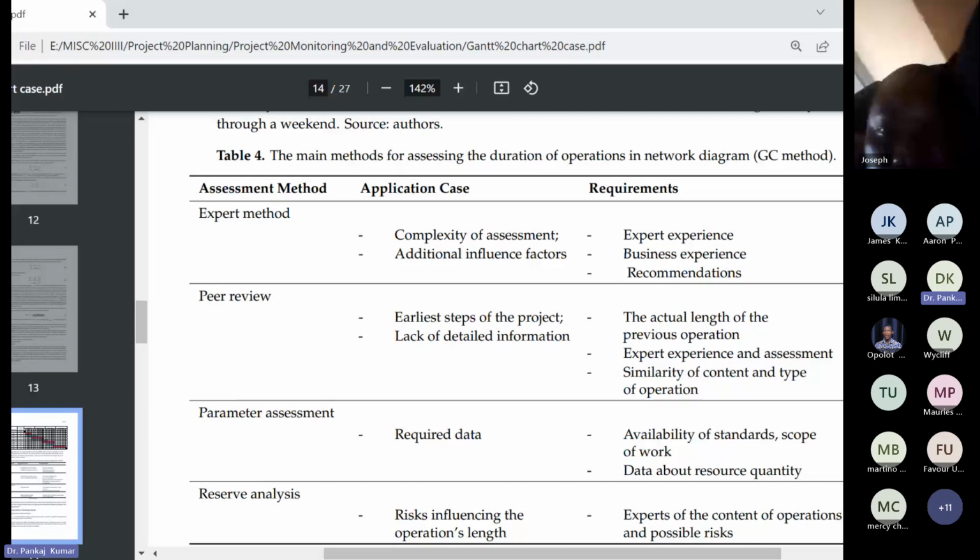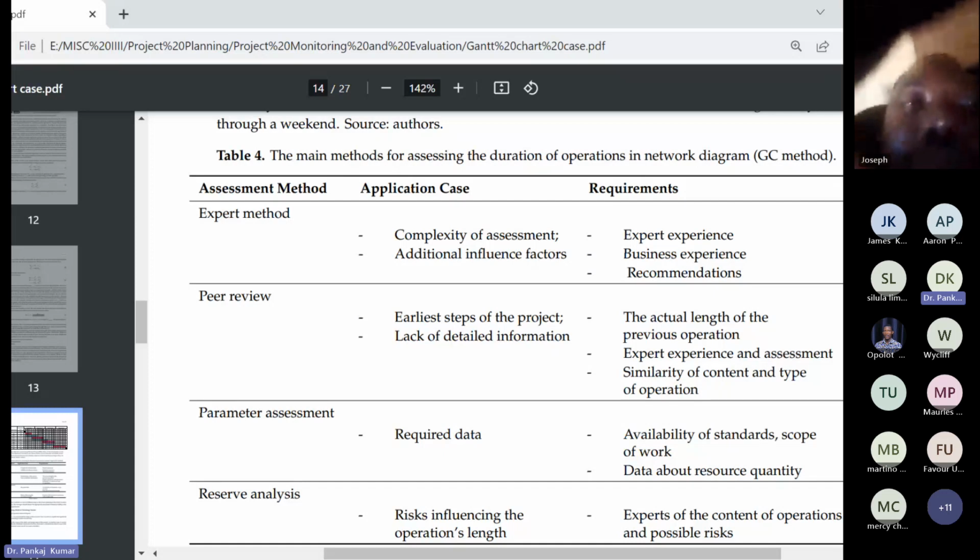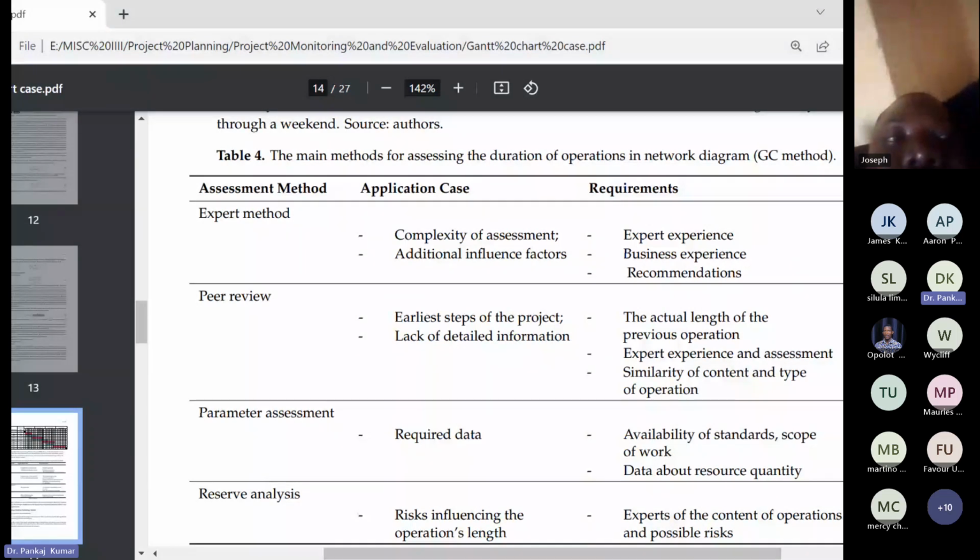Parameter assessment in project operations involves evaluating specific metrics, criteria, or parameters to gauge the performance, progress, and success of a project. These assessments are crucial for tracking project objectives, ensuring quality, and making informed decisions. Determine the critical metrics, criteria, or parameters that are relevant to your project. These parameters should align with project goals and objectives, like cost, schedule, quality, scope, risk, and resource utilization.